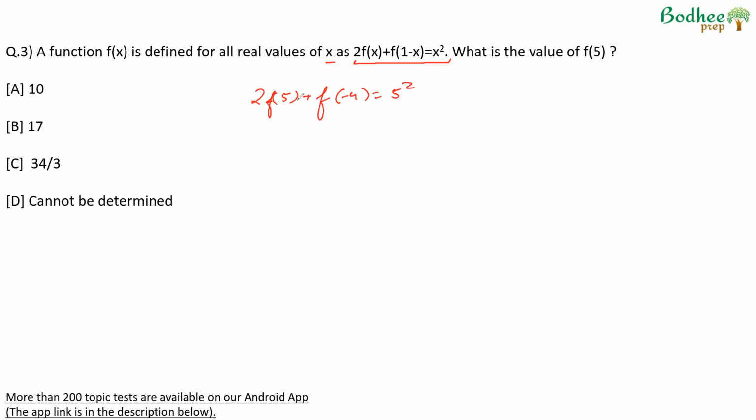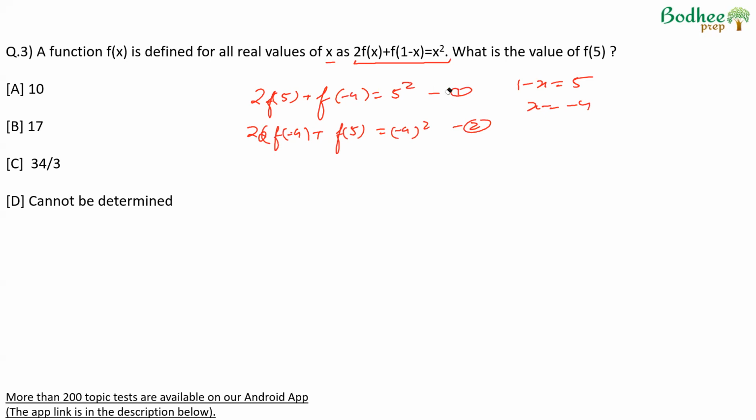Now, since we want to get f(5), we would try to create 5 from the other equation as well. So if I put 1 minus x as 5, we get x as minus 4. So putting x as minus 4, we will get 2 times f(minus 4) plus f(5). Putting 1 minus x as 5, we get x as minus 4. So minus 4 squared. This is equation 1. This is equation 2.